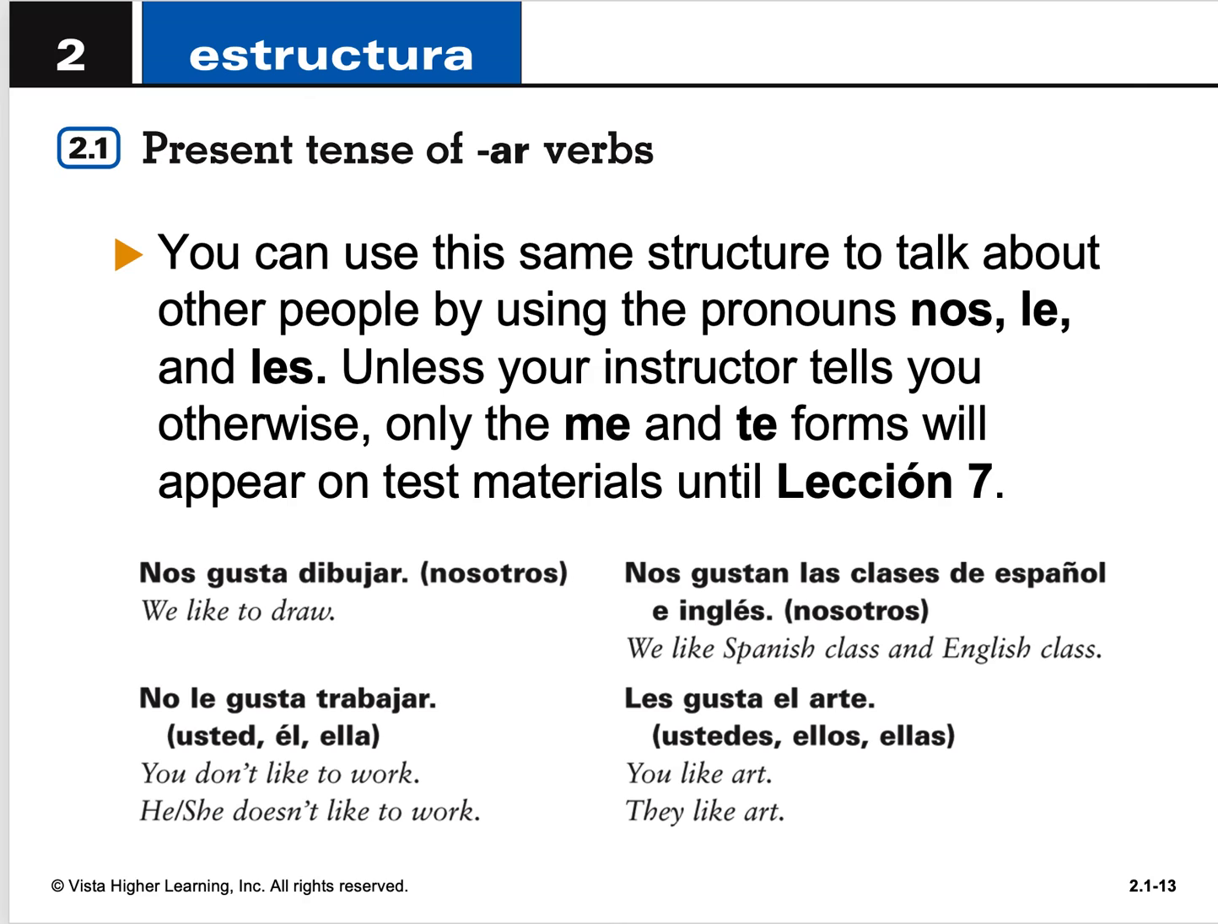Last, I can use the same structure to talk about people by using pronouns like nos, le, and les. Unless you're told otherwise by the culture that you're working with, only the me and te forms will appear on test materials until Lección 7. We are mostly going to be utilizing me and te, but I want to note that nos, le, and les are options for down the road.